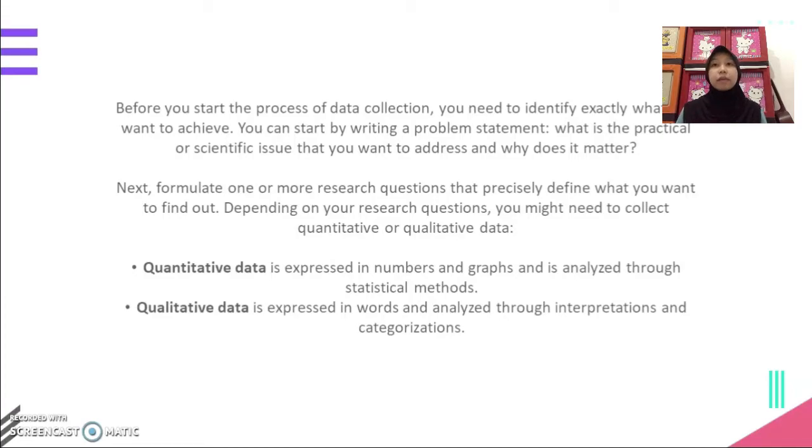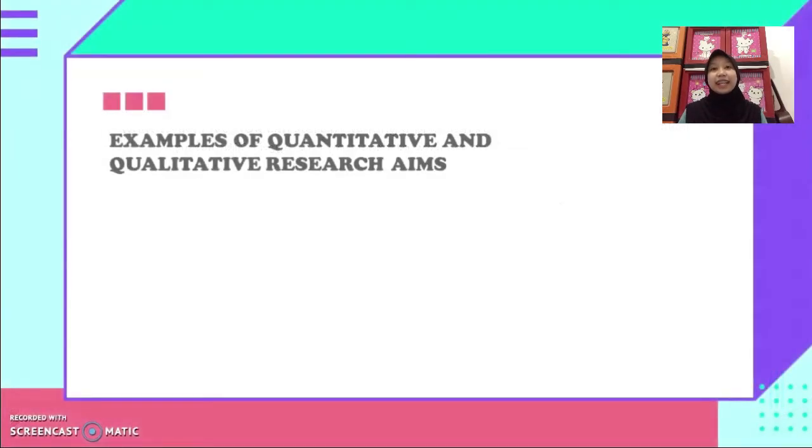If your aim is to explore ideas, understand experiences, or gain detailed insight into a specific context, collect qualitative data. If you have several aims, you can use a mixed methods approach that collects both types of data. Here are the examples of quantitative and qualitative research aims.